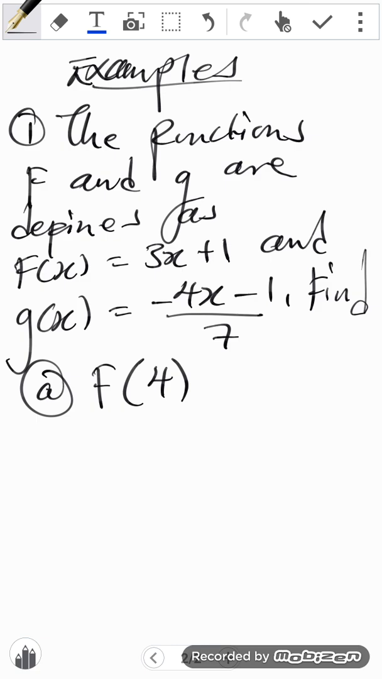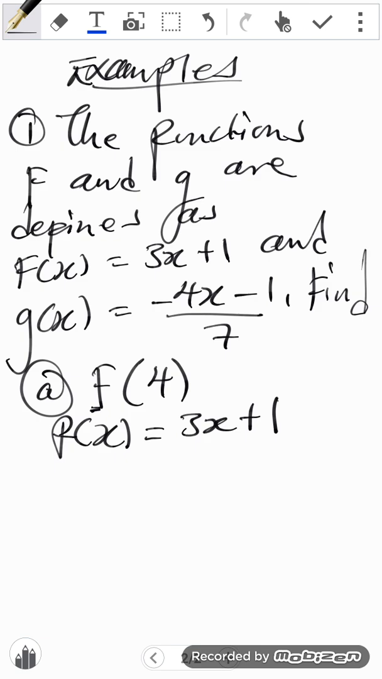In our example, the functions f and g are defined as f of x being equal to 3x plus 1 and g of x being equal to -4x minus 1 over 7. We've been asked to find f of 4. So for us to find f of 4, we have to look for the function in our question that is beginning with the letter what? F. There's only one function beginning with the letter f, which is f of what? X. So we're going to rewrite the function beginning with f, which is f of x being equal to 3x plus 1.